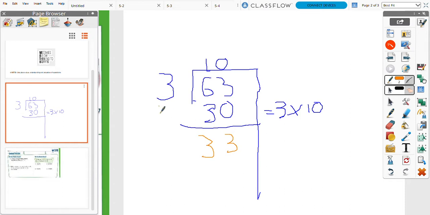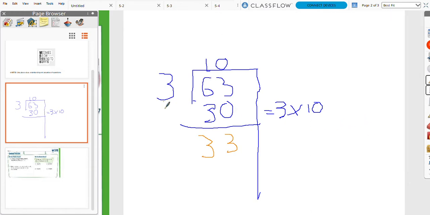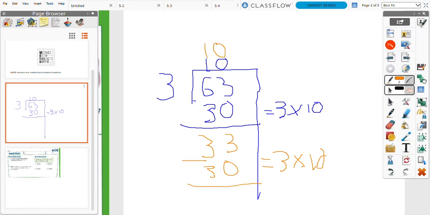So I'm going to still stick with 3 times 10 again for this step. So I know that 3 times 10 again is 30. Make sure you put your 10 up here. Like I said, Envision likes to stack them. We do our subtraction. 3 minus 0 is 3. 30 minus 30 is 0. So I have 3 left over.